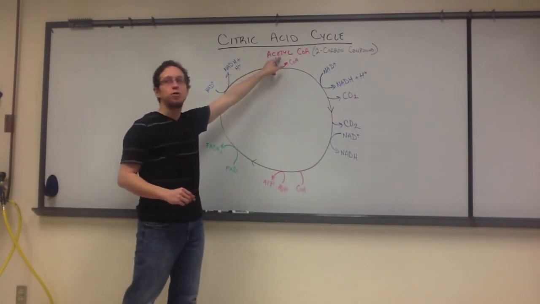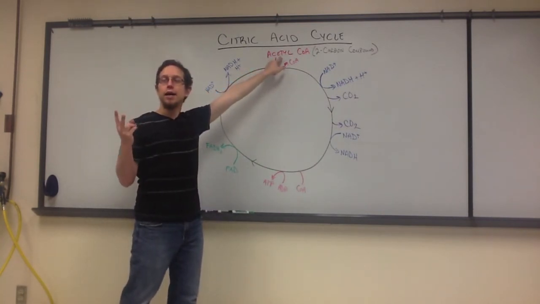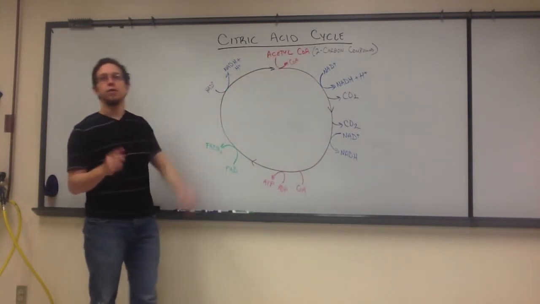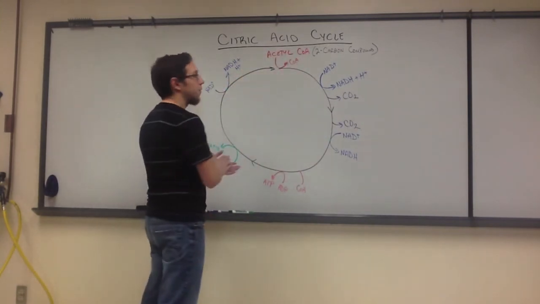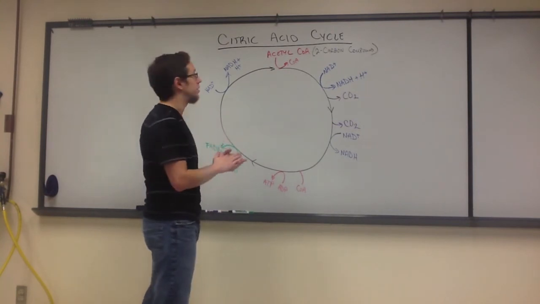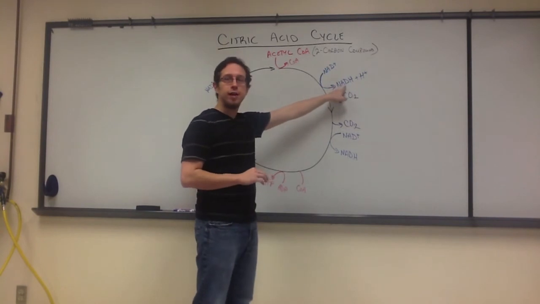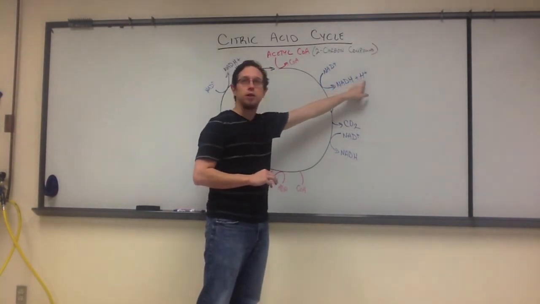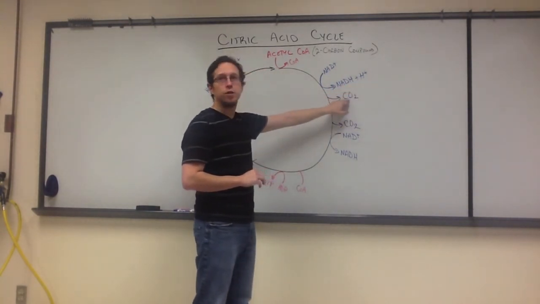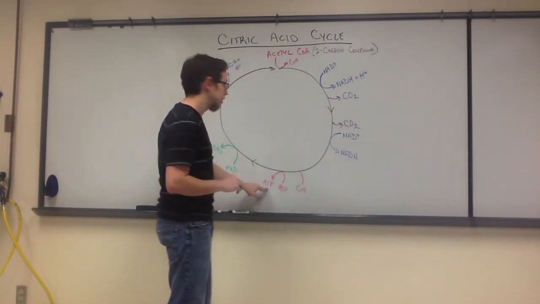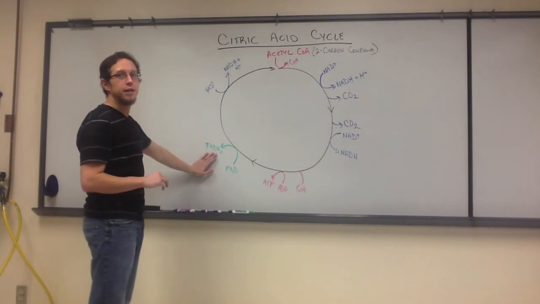So we've generated 2 molecules of acetyl-CoA in glycolysis. For each of those molecules of acetyl-CoA, we can carry out this cycle once, meaning that for a single molecule of acetyl-CoA, you will produce 3 molecules of NADH, 3 protons, 2 molecules of carbon dioxide, 1 molecule of ATP, and 1 molecule of FADH2.